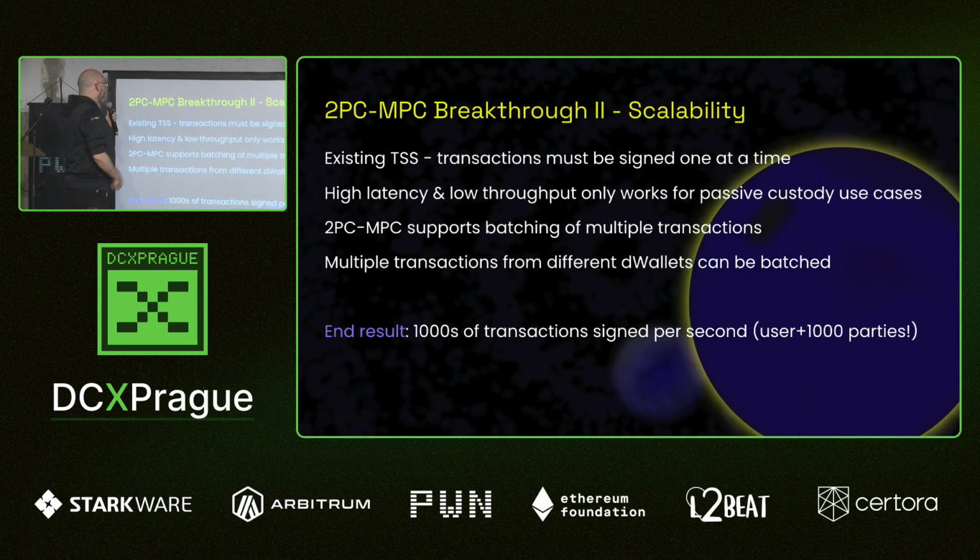The second breakthrough is scalability in terms of the amount of transactions that could be signed. So as we said, in existing TSS, transactions are signed one at a time, right? So you have a sequential process. And then you have very high latency, low throughput. It only really works when you don't have a lot of volume or for very passive kind of custody use cases, right? If I don't do anything, then it doesn't matter if it takes a minute for a transaction to be signed and I can't sign anything else while that is being made, fine. But if I want to start doing trading, it's more complicated, and you can see that in things like Thorchain.